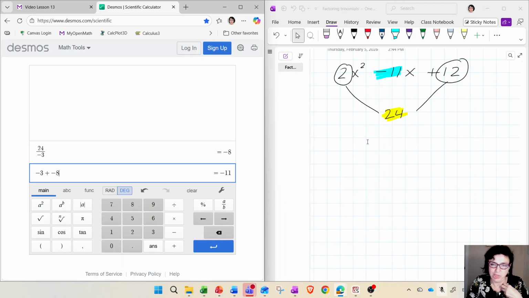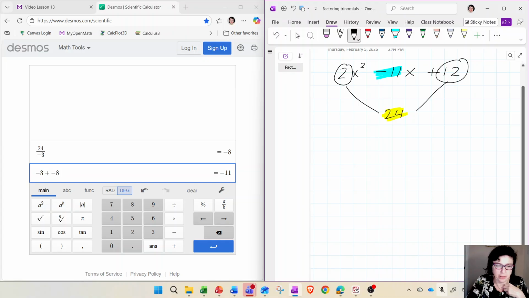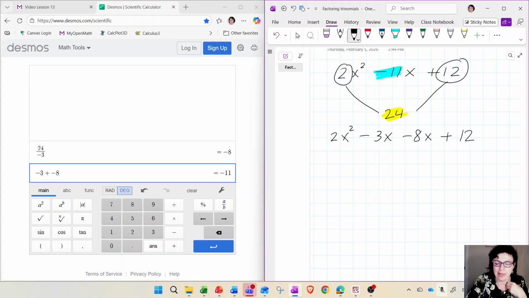Now, the bad news is that you're not quite done. So you found -3 and -8 as two factors, and what that allows you to do is break apart the middle term. Instead of -11x, you now have -3x minus 8x and then plus 12. And that allows you to factor by grouping. So let's look at these first two terms and the last two terms.